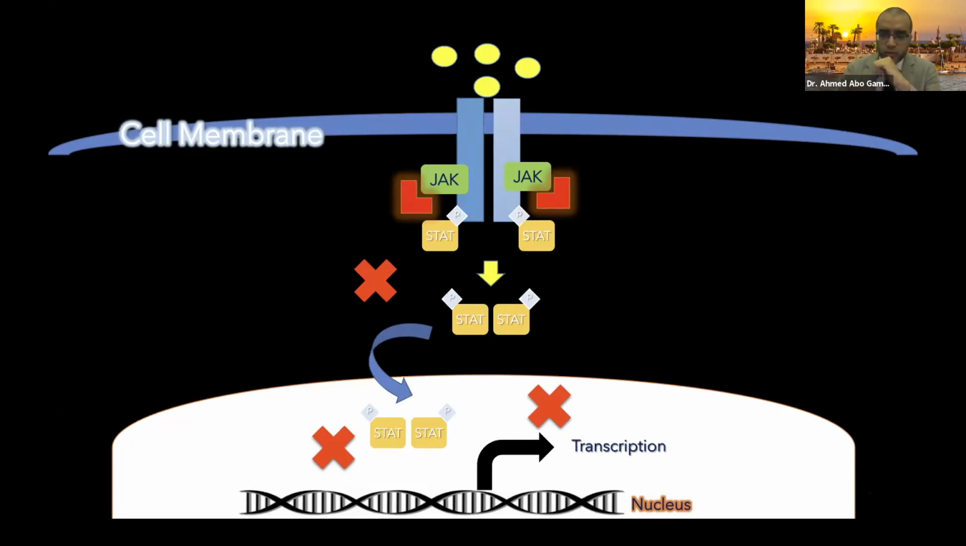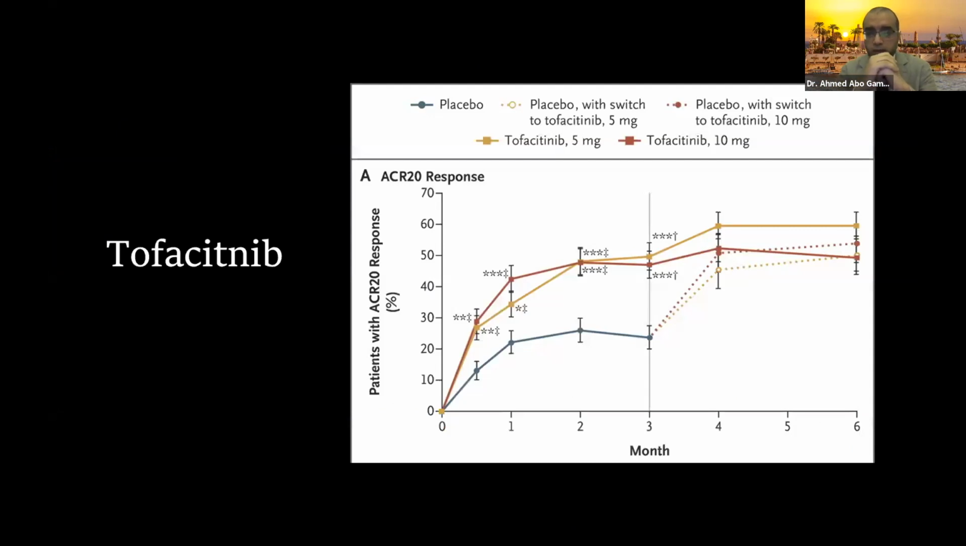Tofacitinib actually shows a significant improvement in comparison to placebo in remission and in achieving ACR 20. Even after switching placebo patients to the tofacitinib arm, they still benefit and try to catch up with the study group after 6 months in this trial.